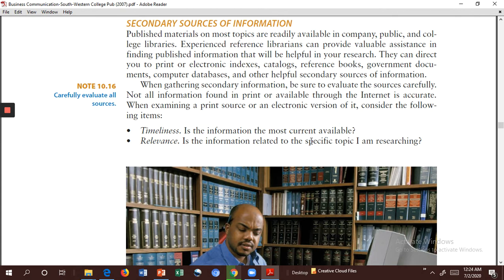Relevance is very important. If your topic is sales, you cannot extract information related to the production of the product or something like that, right? So it has to be relevant.